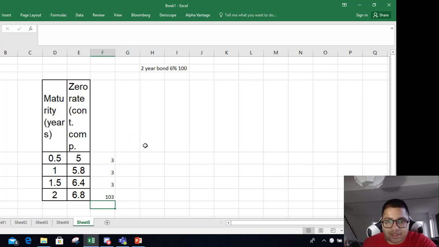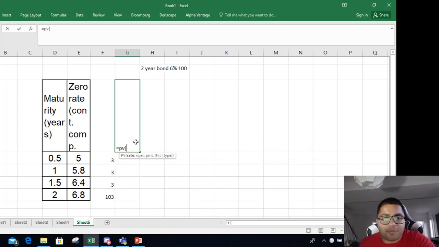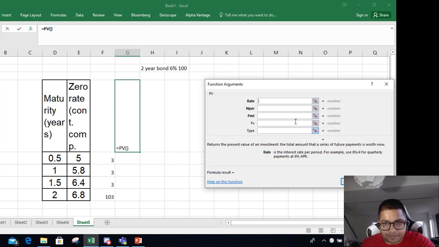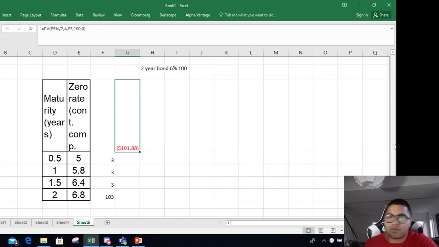Now generally, when we are pricing bonds, the approximate way to value this bond is to find the present value at a given rate. So we find the present value of all these coupons. If you're pricing this bond, say the rate is 5%, NPER is 2 years, so 5% divided by 2, and 2 years means 4 payments, payment is $3, face value is $100, type is 0. This is how you value a bond. It should be $101.